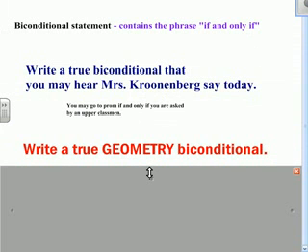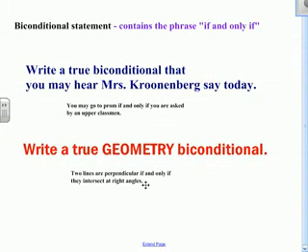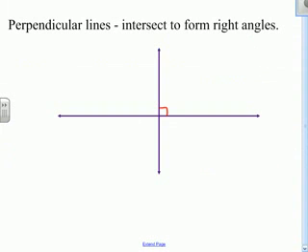Write a true geometry biconditional. There's many to choose from, and the one that I wrote for this particular video was, two lines are perpendicular if and only if they intersect at right angles. So that is incorporating what we did back in this slide as well.